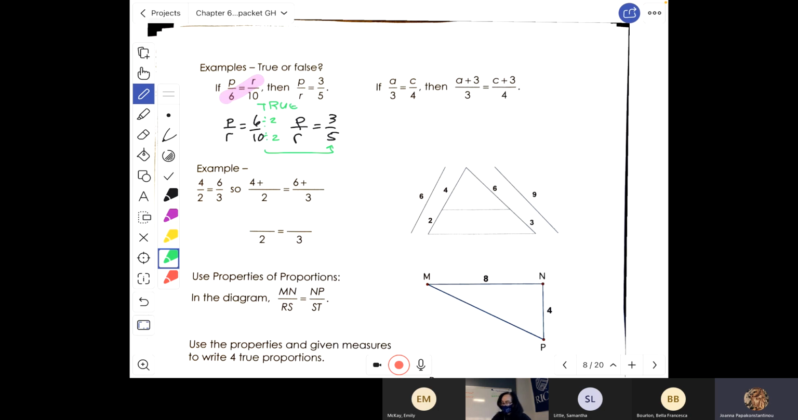What about the next one? That one's false. Why? Because they added 3 on the second equation, they should have added 3. That's right. So this is false. It should have been a 4 here, right?